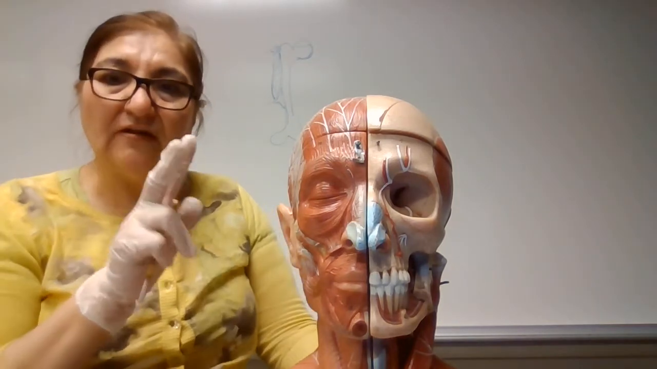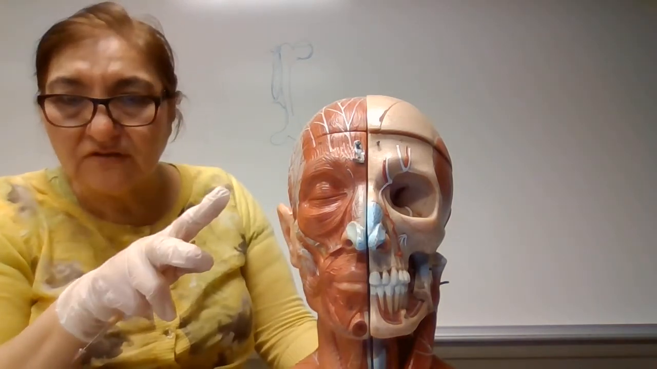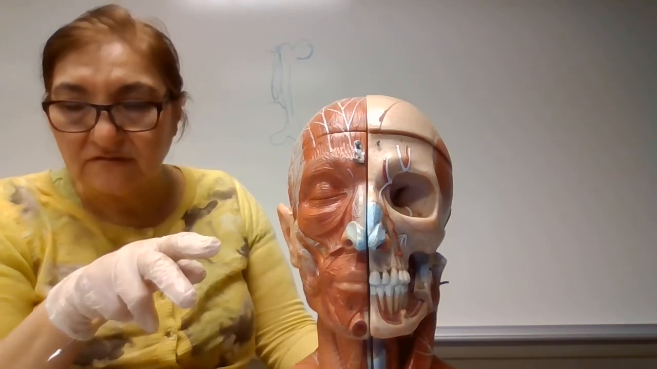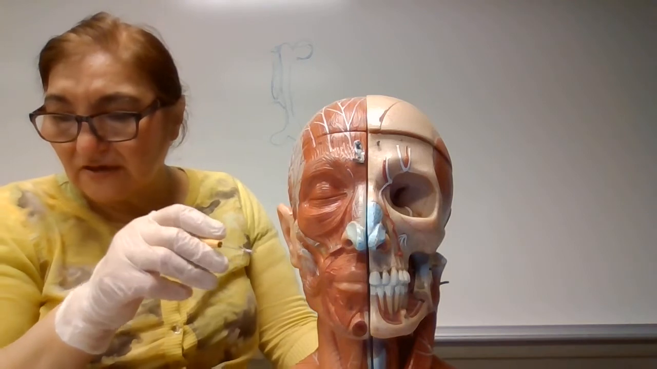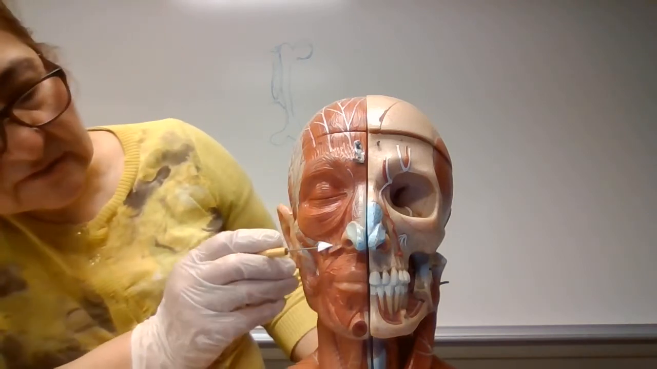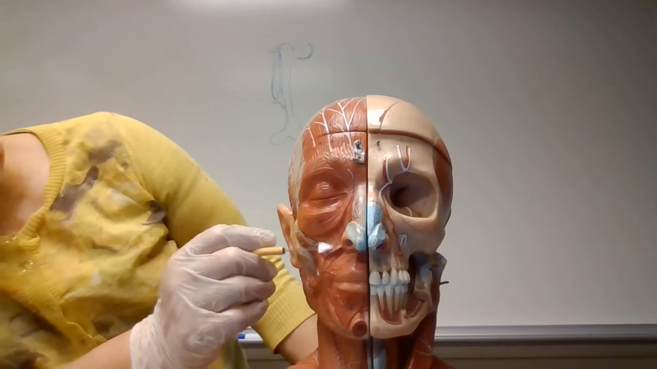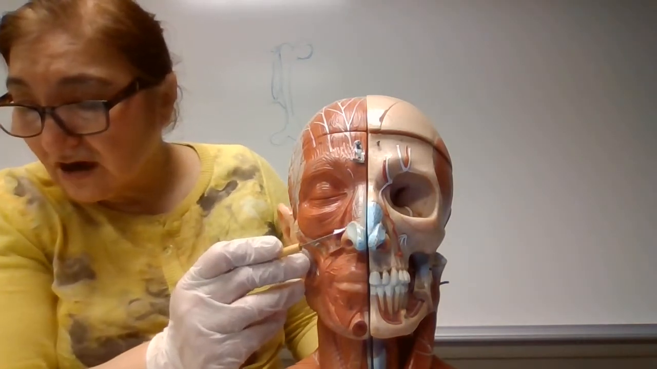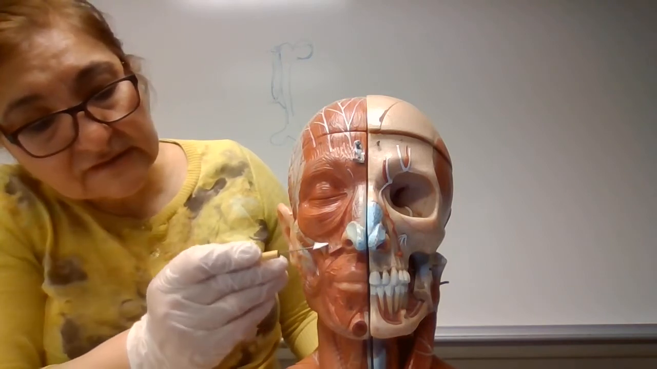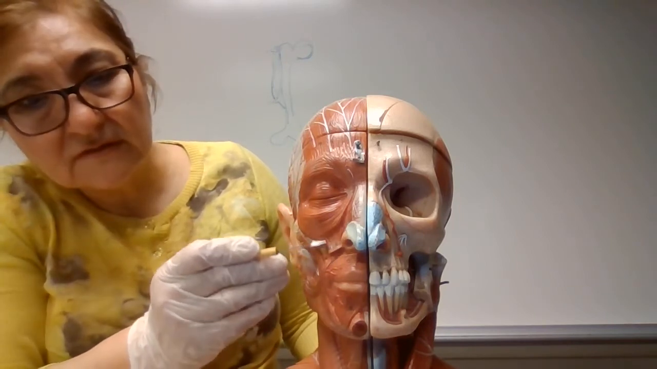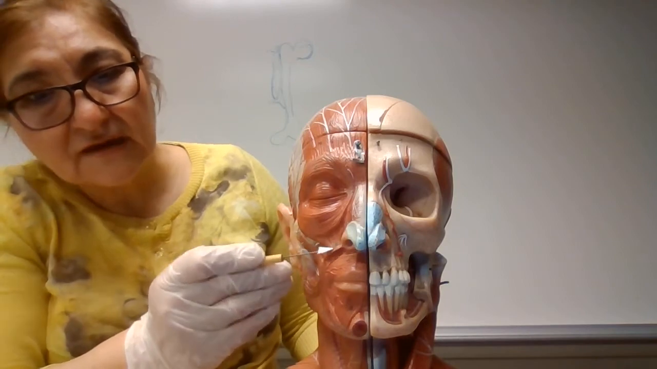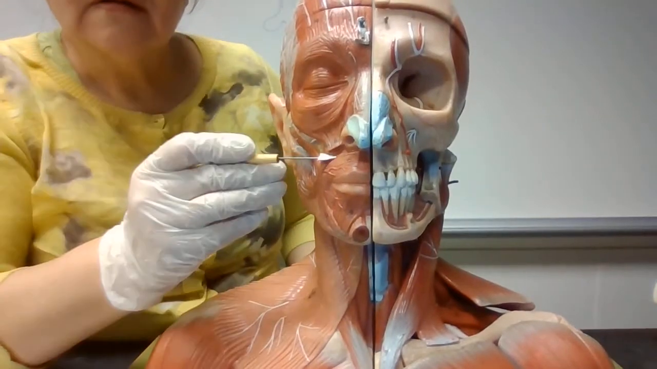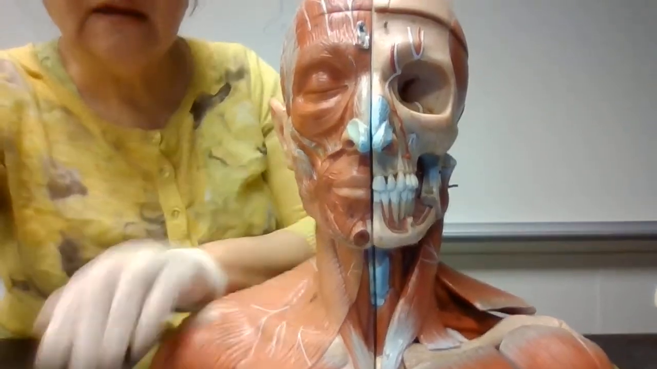The other muscle is zygomatic. There are two zygomatic muscles. One is major, one is minor. The major is this one, the big one. Then zygomatic major, this corner of your mouth. Yeah, this is the corner of your mouth. See? Zygomatic major. You see it? This muscle.